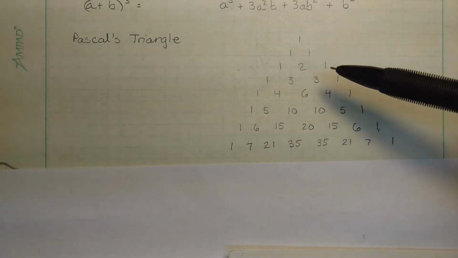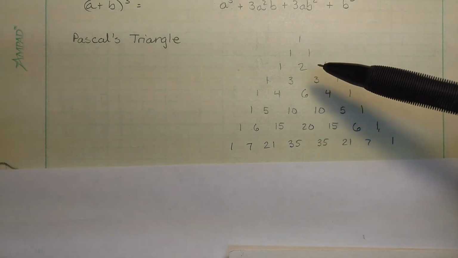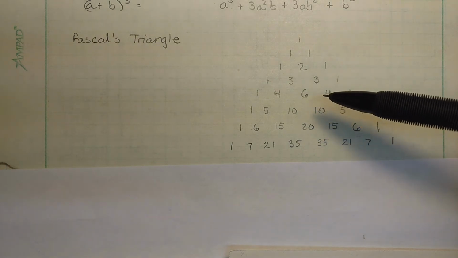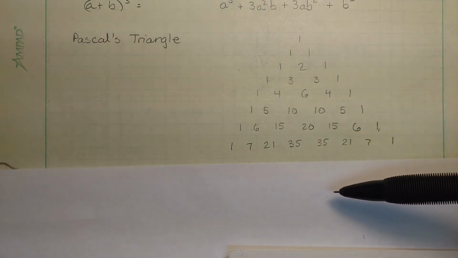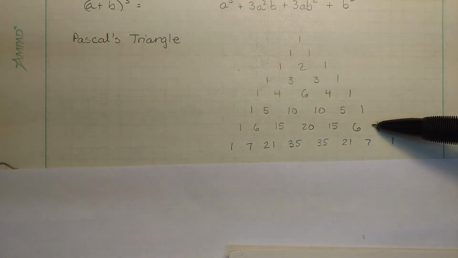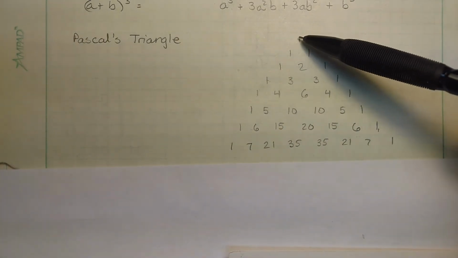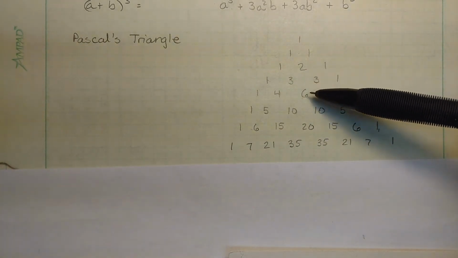I said that wrong again. I keep telling you the wrong thing to do. Sorry. If you want the 6th power, you need the one with 7 terms in it. So here's our 6th power row right here, because this is 0, 1, 2, 3.